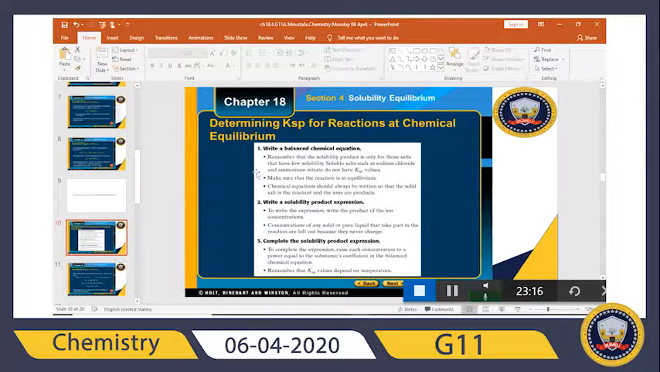Firstly, we have to write the chemical equation. Secondly, we have to balance the equation. Third, we have to write the solubility product expression, the Ksp equals the concentration of the two products, or three concentrations of the products at all. Then complete the solubility product expression by substitution of the values into the equation.